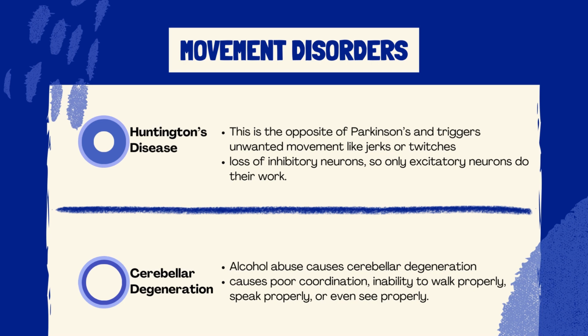So loss of inhibitory neurons basically means it's inhibiting our ability to do work. But excitatory neurons are at a high value here, so it's basically overdoing the work. So if we want to move, it overdoes that movement. Cerebellar degeneration is caused mostly by alcohol abuse, and this causes poor coordination, inability to walk properly, speak properly, or even see properly, because this all has to do with movement.